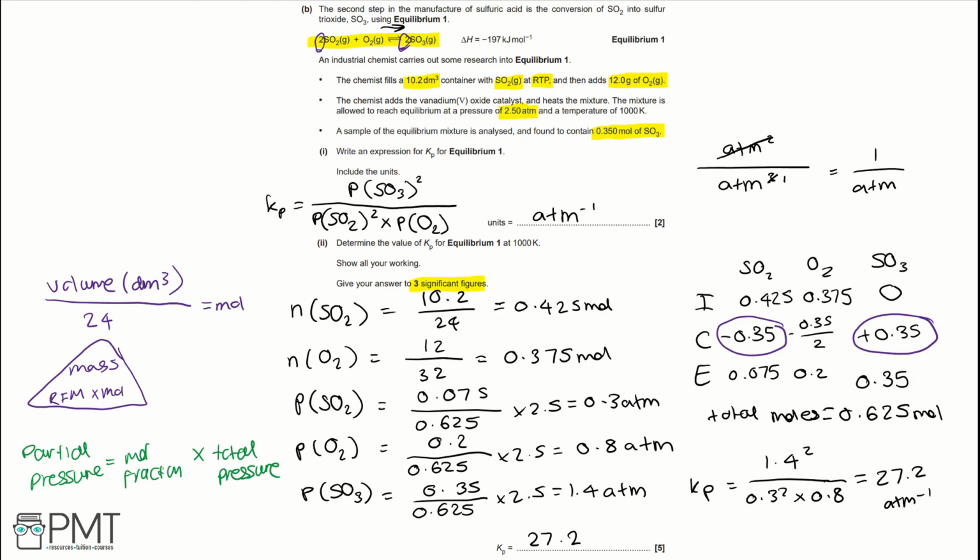To get the marks for this question, you get a mark for working out the moles initially of SO2 and O2. You get a mark for using ice or working out the equilibrium amount of moles for SO2 and O2. You get a mark for working out the total moles. You get a mark for working out the partial pressures of SO2, O2 and SO3. And you get a mark for correctly working out the value of Kp to 3 significant figures, so 27.2.